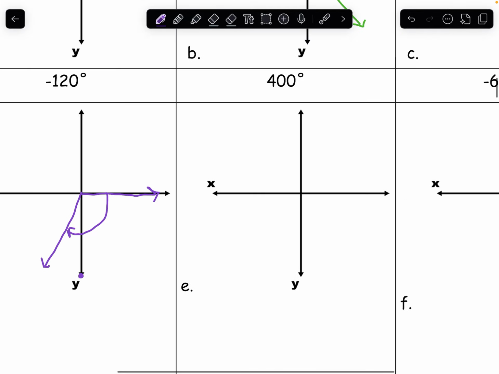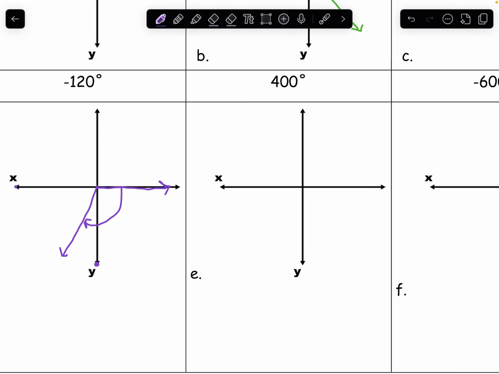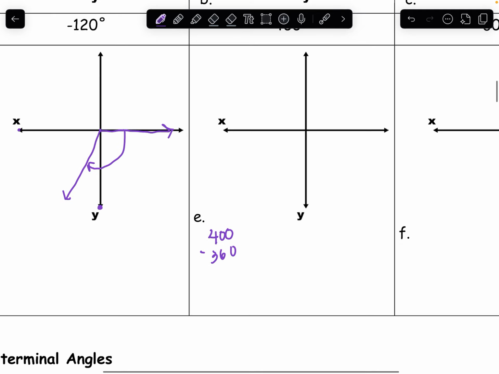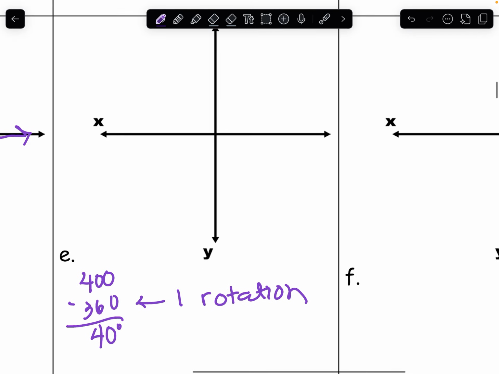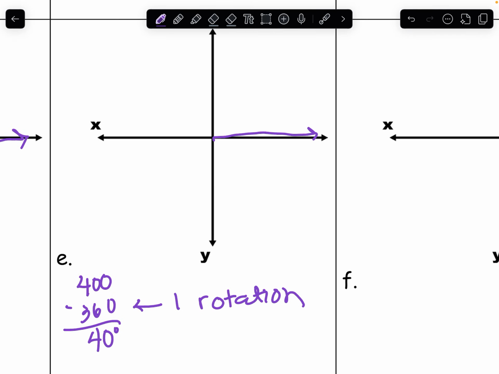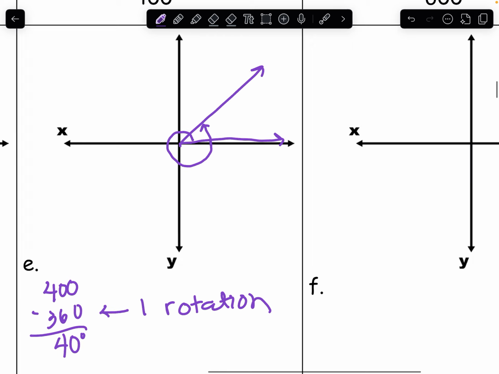Now the problem with 400 degrees is that it's greater than a full rotation. So we take our angle and subtract 360. That is one full rotation. And so what we get is positive 40 degrees. Starting with our initial side, going counterclockwise because it's positive, we go all the way around. That's one full rotation because we've done 360 and a little bit more for that 40 degrees that we have extra.